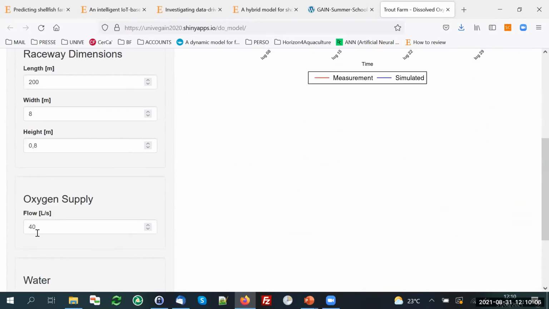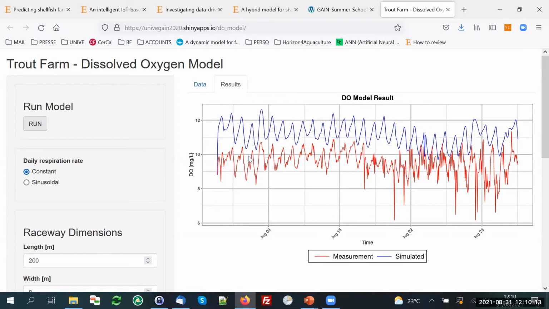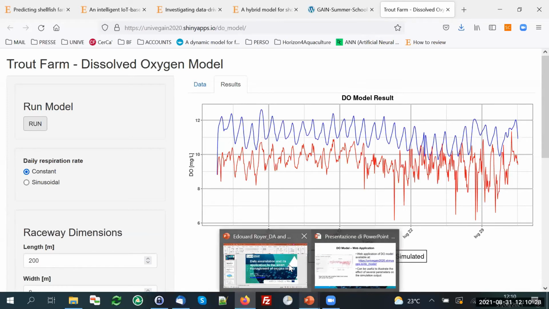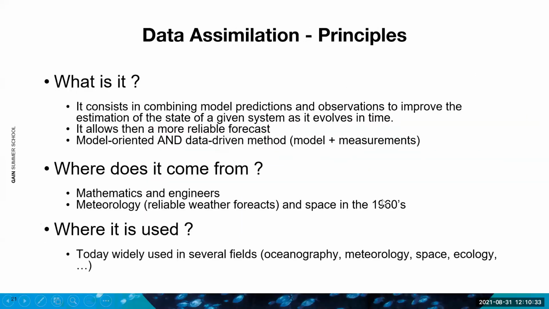So for example, if you try to modify the oxygen supply, let's say you double the oxygen supply, you will see the difference, because the oxygen at the output you are forecasting is of course higher because you supplied more oxygen. So just for you, if you want to make some kind of a short test. So this was, let's say, the simple modeling of the dissolved oxygen.